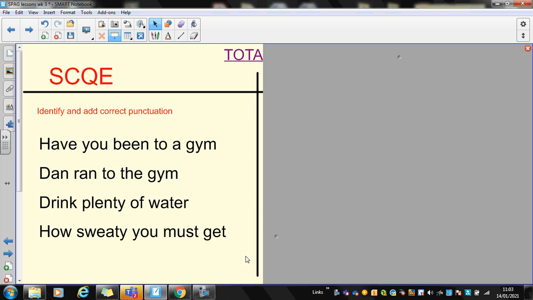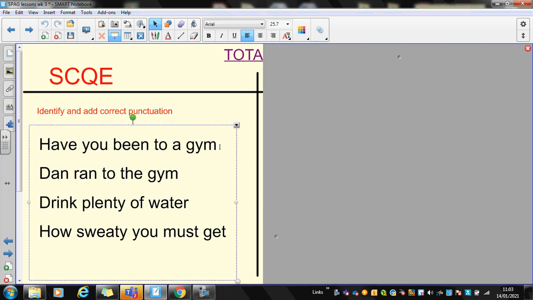Have you been to the gym? You're asking a question there. So we need a question mark on that one. That's our question. Dan ran to the gym. That's just telling us something about Dan. It's just giving us some information. So this one would need a full stop on the end. And that is a statement.